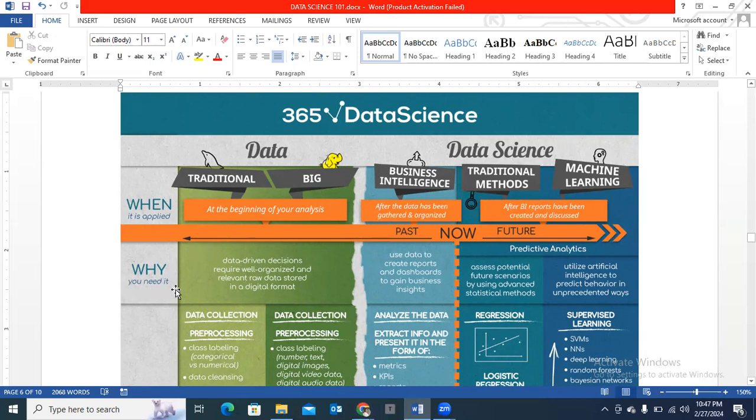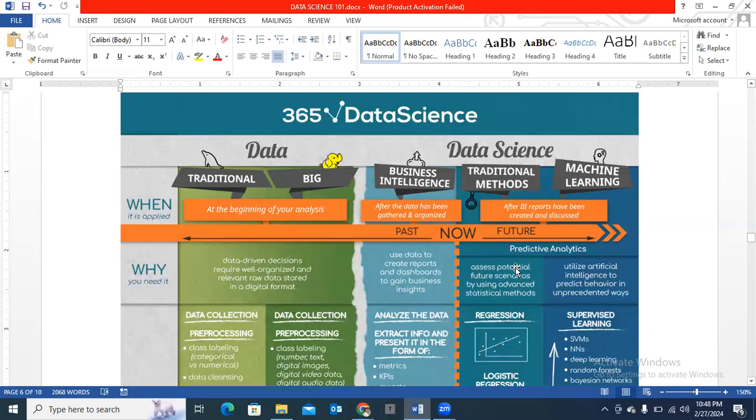Now, why do you need traditional or big data? Data-driven decisions require well-organized and relevant raw data stored in a digital format. If we want to make a data-driven decision, we need data. Now, why do we need business intelligence? We use data to create reports and dashboards to gain business insights, like I mentioned. From your analysis, you're able to say, oh, we had more sales from October to December. So we have been able to create a report and dashboards with that.